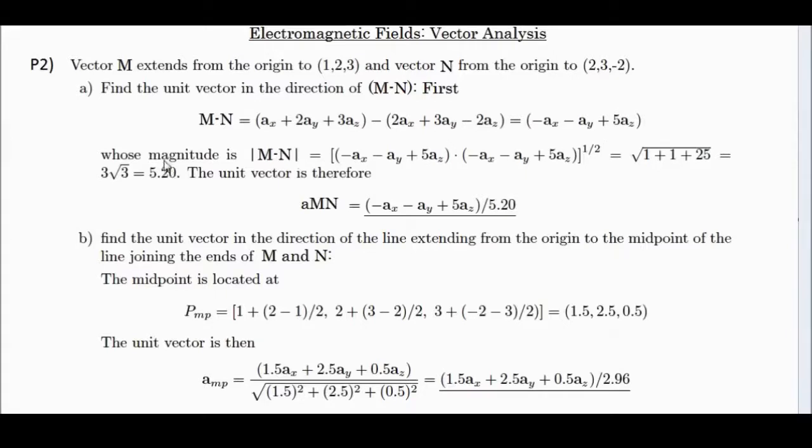The magnitude of m minus n is absolute value of this vector, which we just computed, which is square root of a dot a, vector dot vector. Inner product is first taken and then square root is computed, and the absolute value works out to be 3 root 3, which is 5.2. The unit vector is therefore given by m minus n divided by absolute value, which is 3 root 3. So the vector divided by the absolute value is the unit vector in the direction of m minus n.